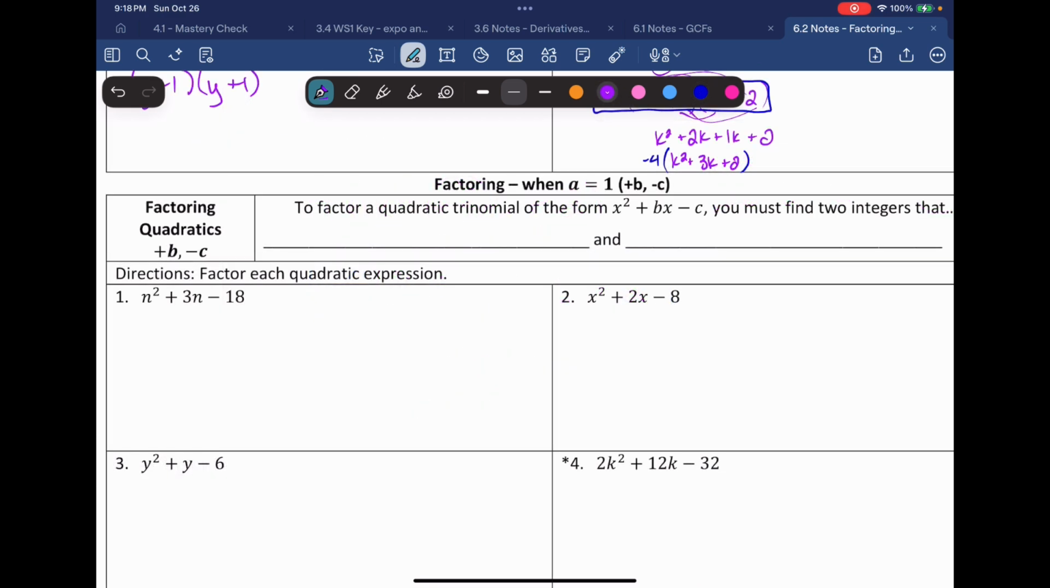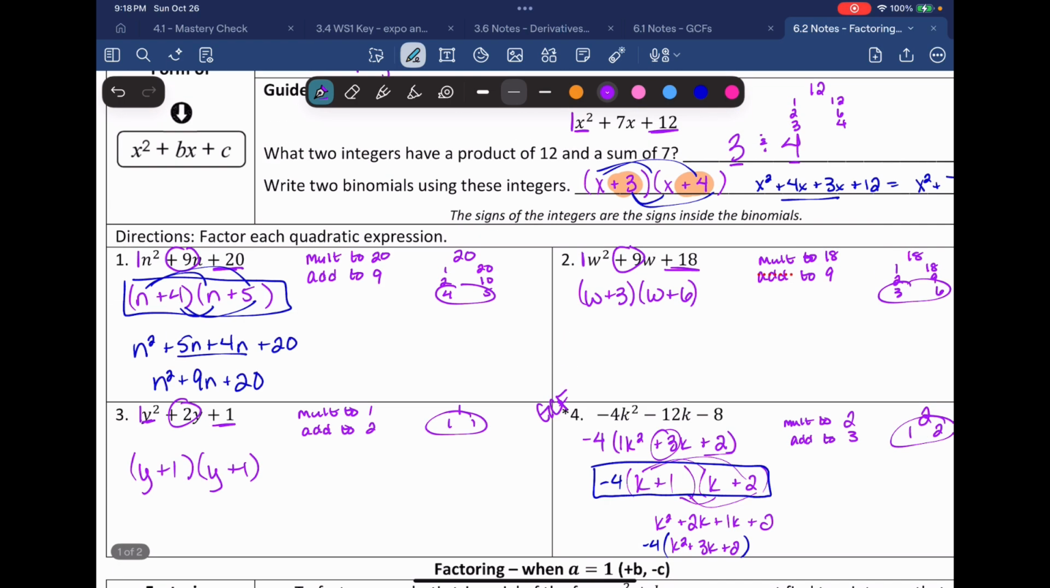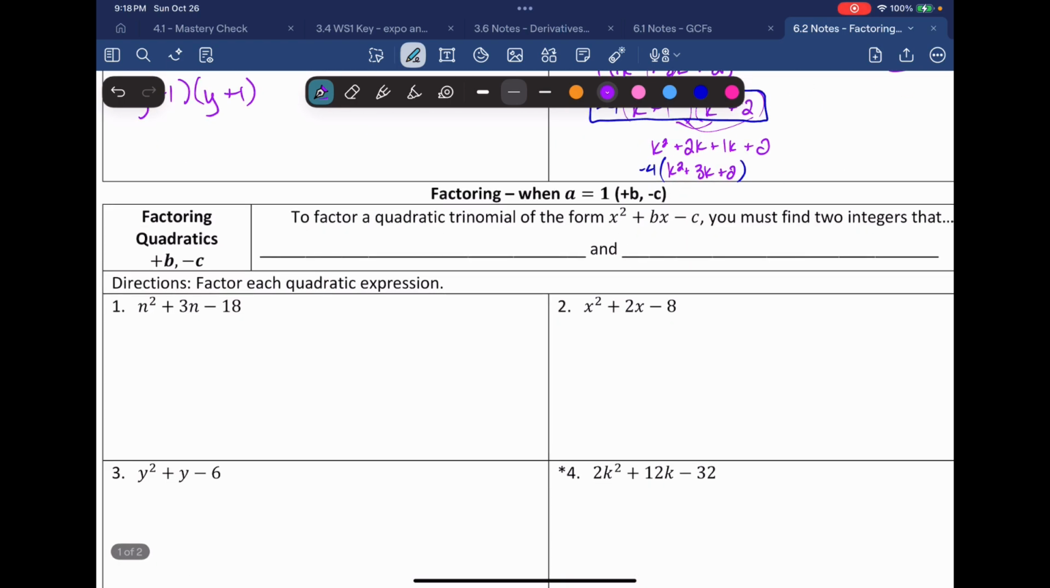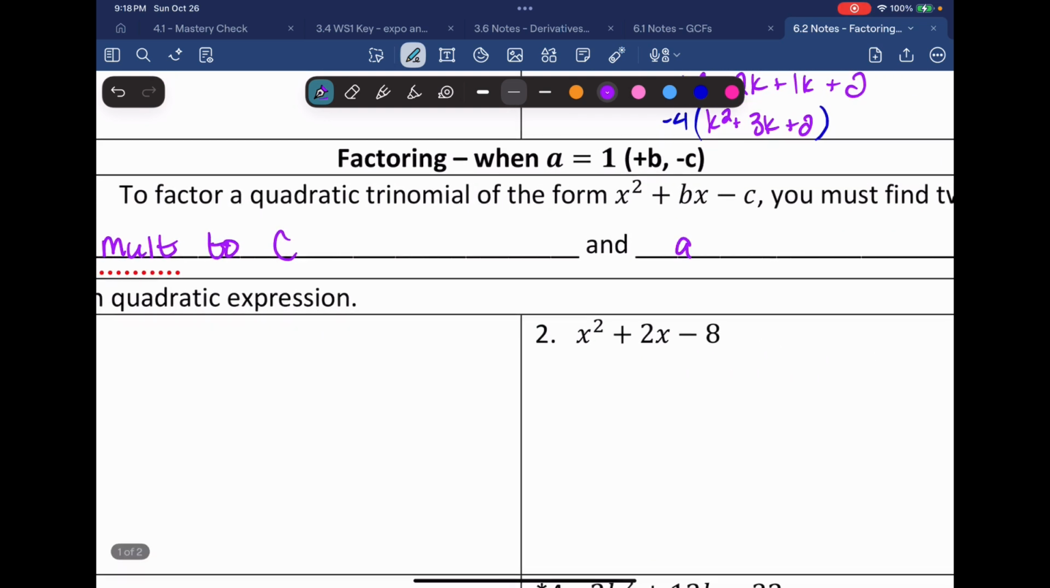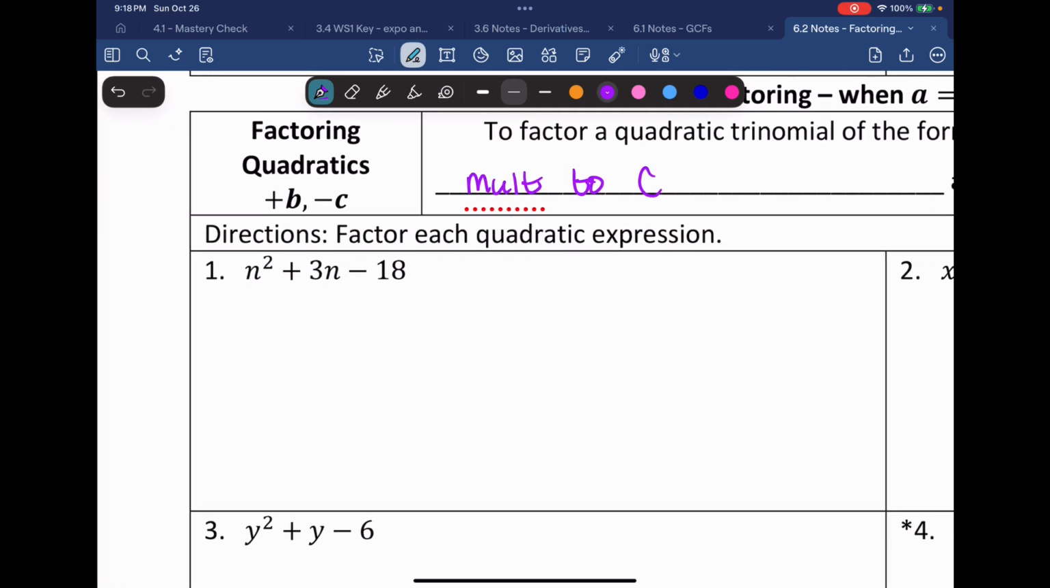All right, this time I'm changing the signs. These are all positive. Now I'm saying the C is negative. Your constant is negative. The rules are still the same. They multiply to C, add to B. Check that your leading coefficient is a positive 1. Awesome. So multiply to negative 18.